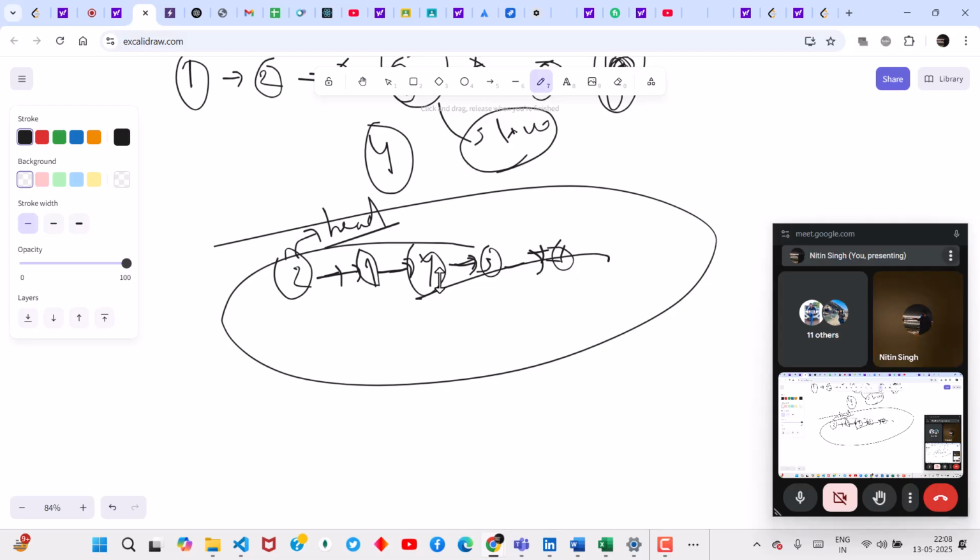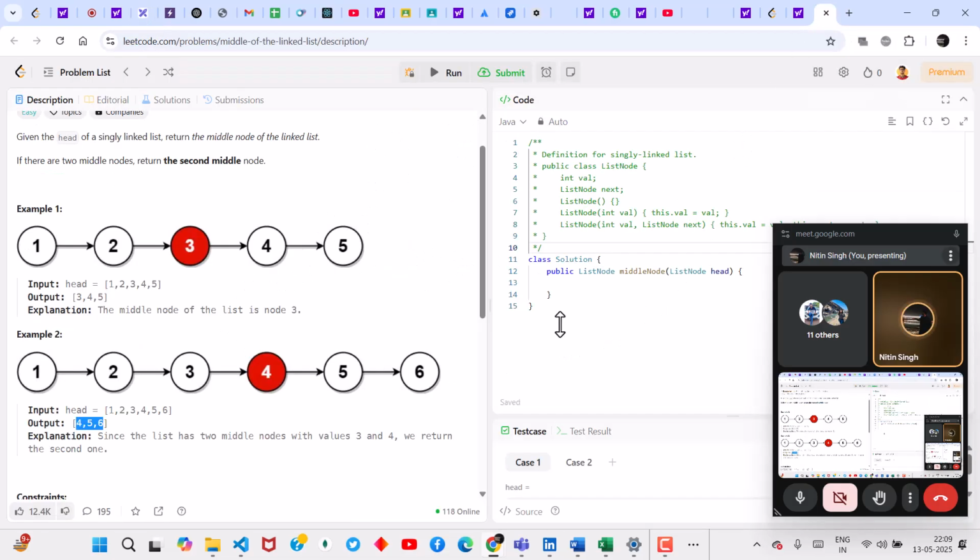Okay, sir, got it. Thank you. If you're returning a value, you are returning only a single number. But if you're returning a node, you are returning the address of all the nodes which are being connected with that. Fine. Yes, sir. You're welcome.